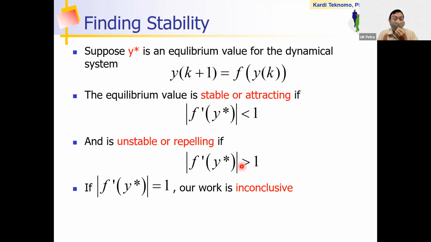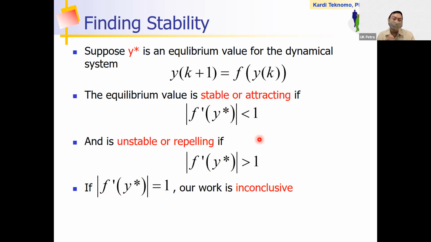Wow, this is so important, eh? Because with this, now you can design your system. You can design the behavior that you want. But there's a but. When the first derivative at y star is exactly 1, this is where the headache comes. You have a headache because the test is inconclusive. You don't know whether it's stable or unstable. But it's only that small case.